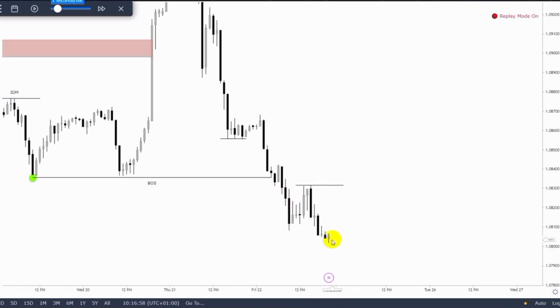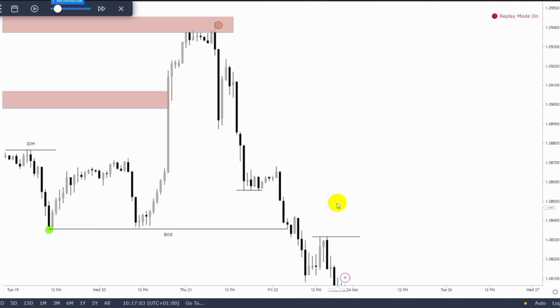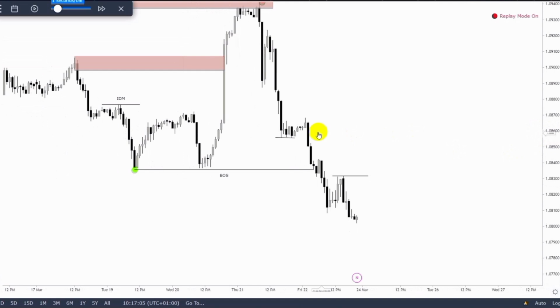So what we are expecting is we want to see price come raid the inducements. Since this is our inducement, it means that this zone here is actually our decisional point of interest. So we can mark that out as our decisional point of interest.